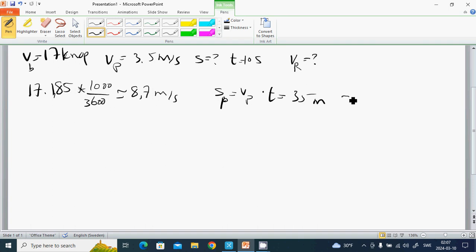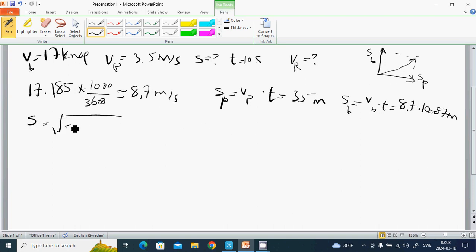Also his boat has moved 8.7 meters per second. S boat is V boat multiplied by T, 8.7 in 10 seconds, it is 87 meters up. Then we have S, person and S boat, then S equals the square root of S_P squared plus S_B squared. It is equal to 94 meters.